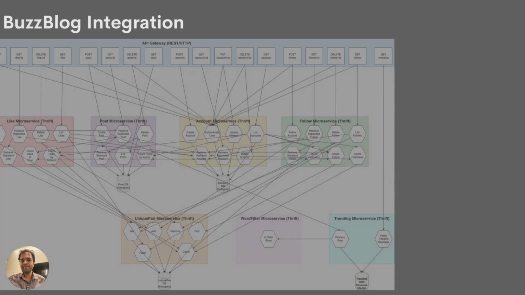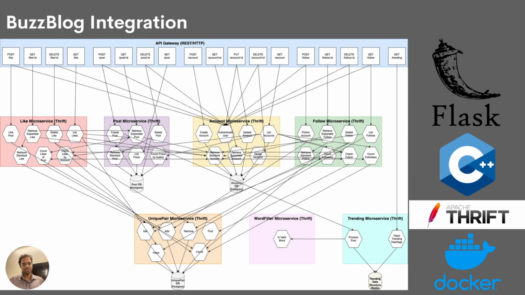setups. As mentioned in the project proposal, the project aims to integrate BuzzBlog with Prometheus and Zipkin and recreate scenarios leading to resource spikes or performance degradations. The architecture of BuzzBlog consists of several microservices pertaining to accounts, likes, posts, trends, followers, etc. And the application is built using a Flask API gateway, RPC calls using C++ and Apache Thrift, with the entire system being packaged as Docker containers.